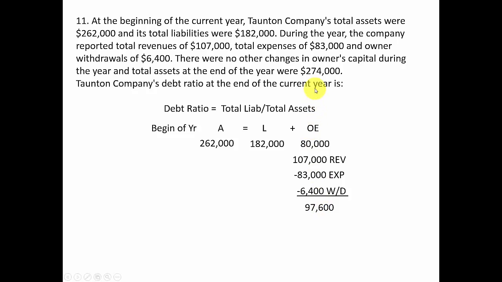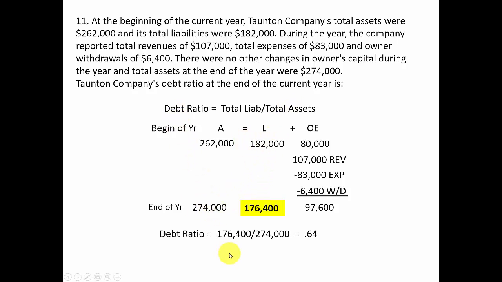Given that total assets at the end of the year were $274, we can plug that in. If we know assets and owner's equity at the end of the year, we can find liabilities at the end of the year: $176,400. And that's what we need. We need total liabilities and total assets at the end of the year to get this debt ratio. So let's do it.